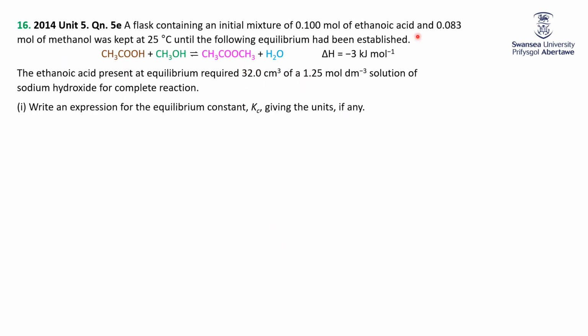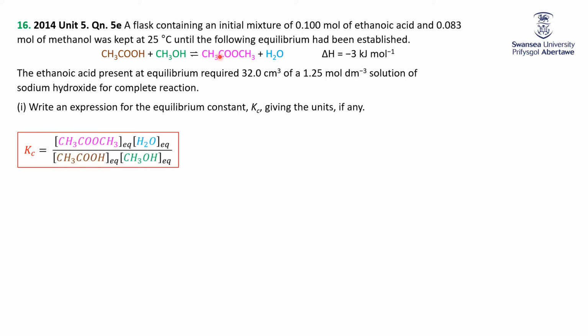A flask containing 0.1 moles ethanoic acid, 0.03 moles of methanol. So there's the ethanoic acid, there's the methanol, there's the equilibrium. Write an expression for Kc. Well, it's just going to be righties multiplied together over lefties multiplied together. Any coefficients become exponents. Well, it's 1 and 1 and 1 and 1 here, so no issues with the exponents. Units, well, you've got concentration times concentration over concentration times concentration. They all cancel out, so no units for this equilibrium constant.